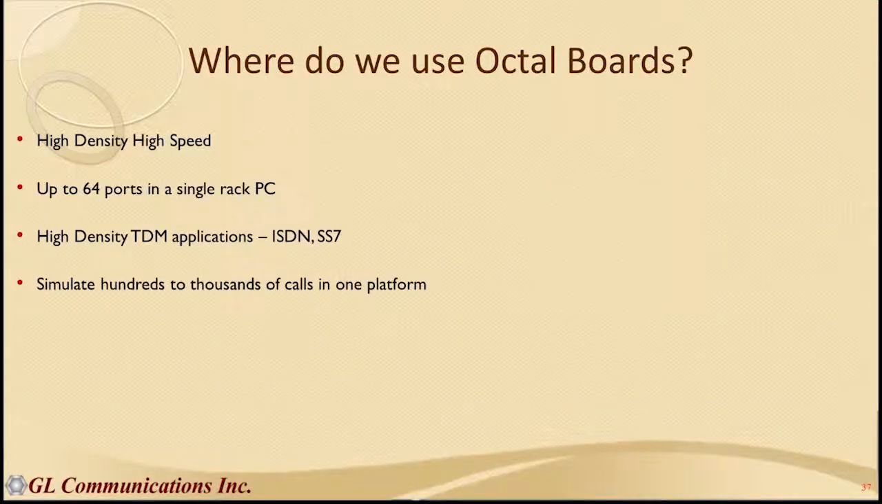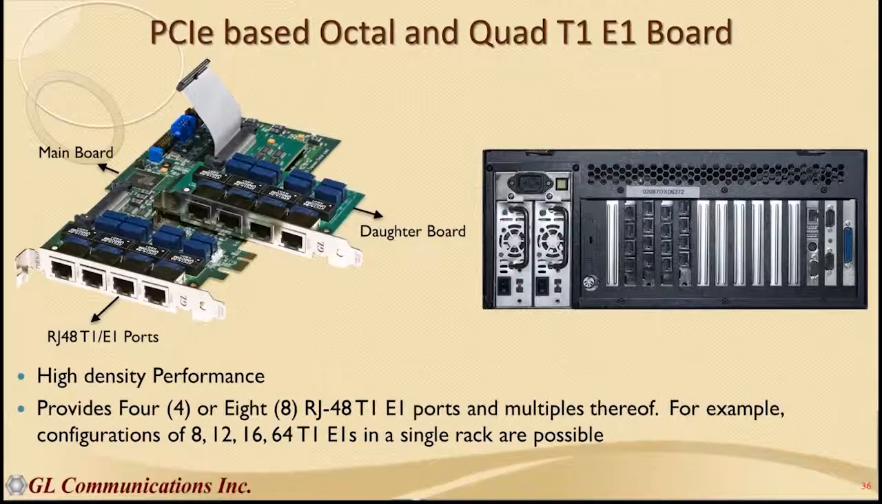These are high-density, high-speed cards, up to 64 ports. Whenever there's a need for 64 ports in a single rack PC, these can be used in high-density applications, ISDN and SS7, when you have to simulate hundreds or thousands of calls on a single platform. We don't have a picture. Okay, here it is.